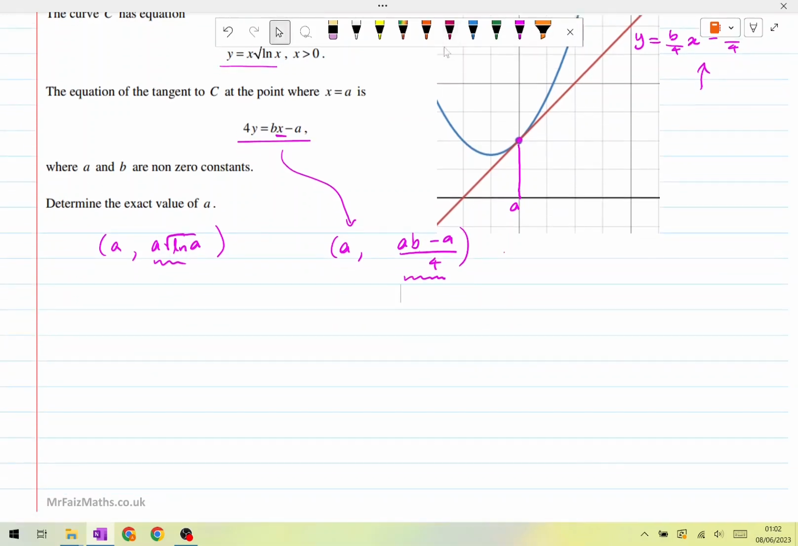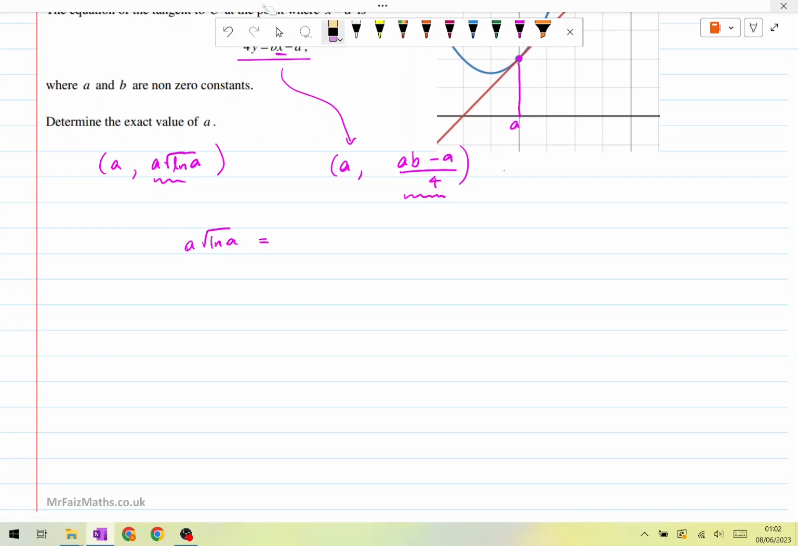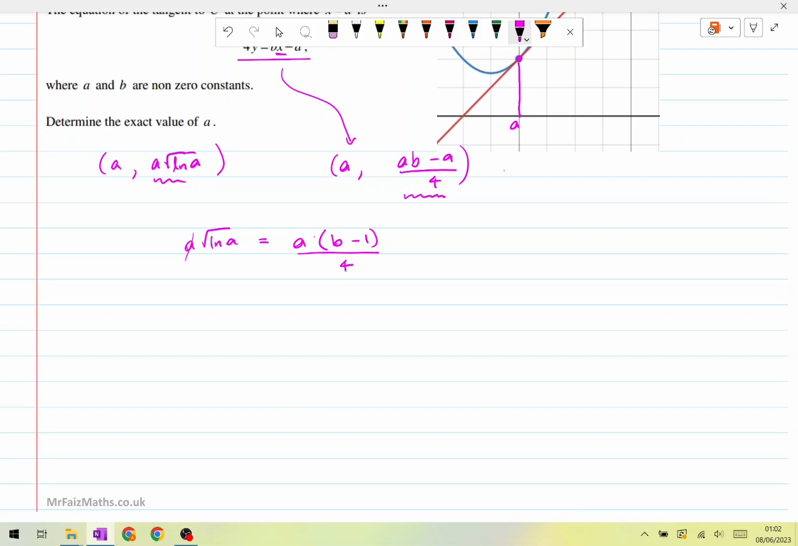Making the two y coordinates equal will give us a square root ln a is equal to, on the numerator here, I could factor out an a term. So I'll write this as a times b minus 1 over 4. So we could cancel off an a term from both sides. I'll multiply the 4 onto this side here. So I have 4 square root ln a is equal to b minus 1. And I suppose we'll make b the subject and say that this is 4 square root ln a plus 1. So what we've done is we have one equation in terms of a and b.